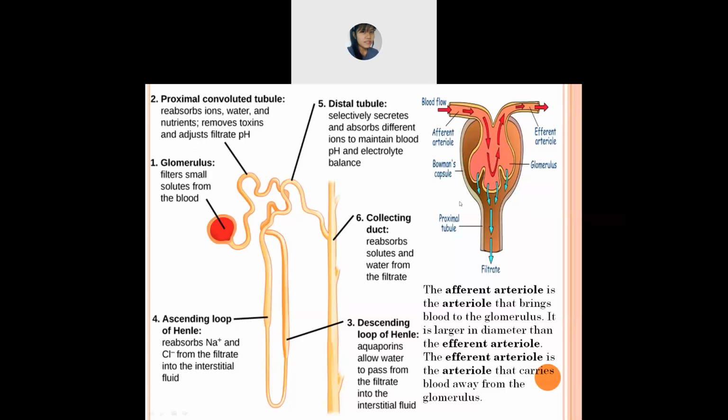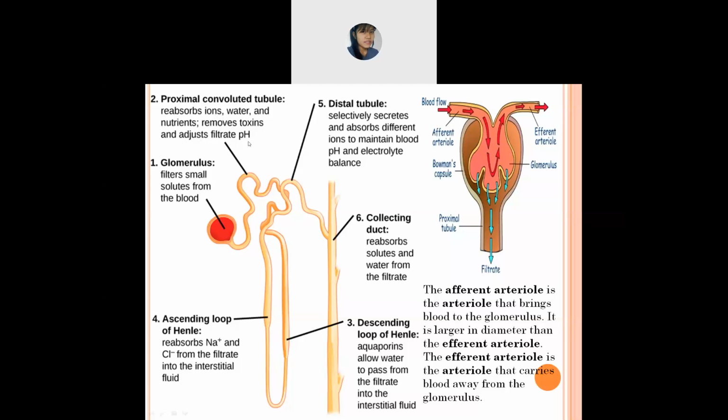The first point is filtration. Here filtration will happen in this glomerulus. Now the second point is reabsorption. Again, it will reabsorb, for example, ions, water, nutrients. And it will remove toxic particles, and it will try to adjust the filtrate pH.